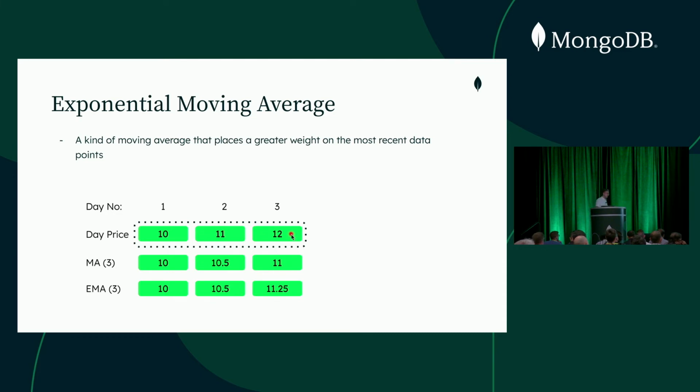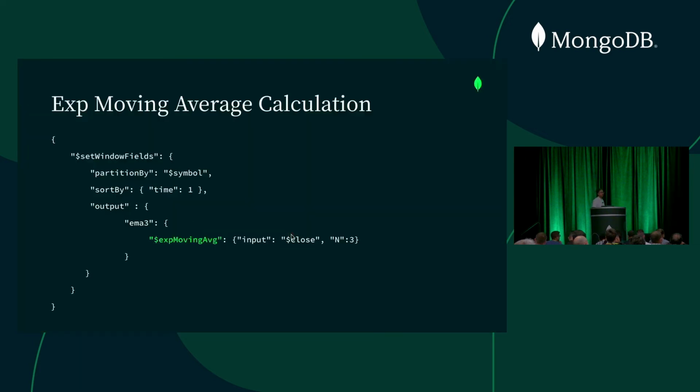Exponential moving average is also used heavily, even alone or in other technical indicators like MACD. So how can you calculate exponential moving average? Here you see the operator, $expMovingAvg, okay? It gets two parameters: the field that includes numeric value, price value, and how many previous records need to be considered, okay?